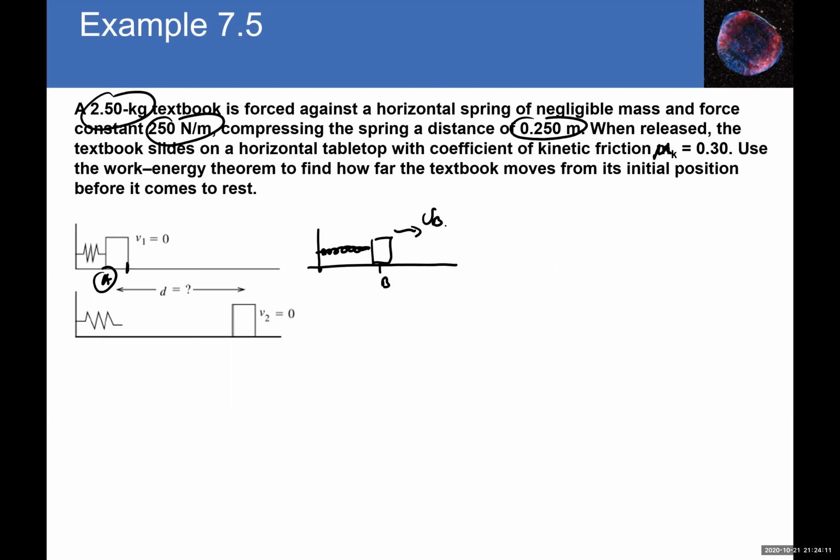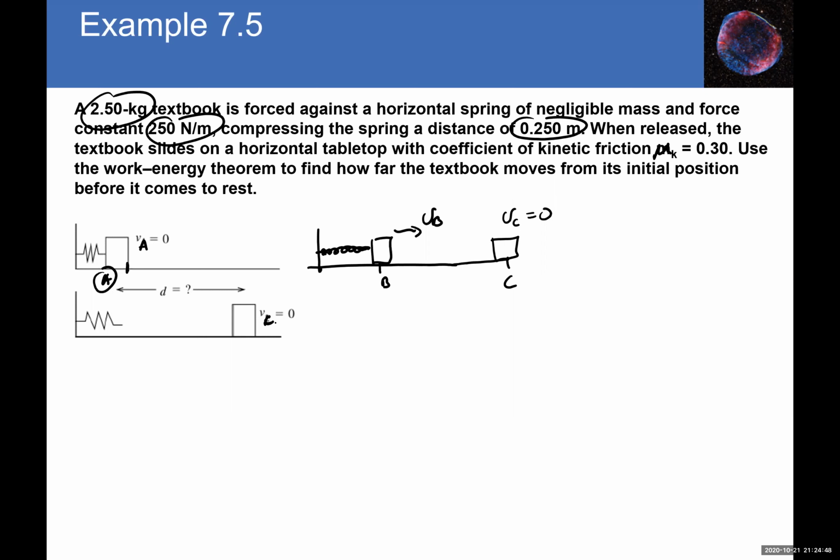And then because the surface is rough, right, it's rough the entire time, the book is going to eventually reach some point C, and then it's going to stop. One thing I can do here is, instead of 1 and 2, say this is point A and this is point C. That means its speed is 0 at point A and its speed is 0 at point C.